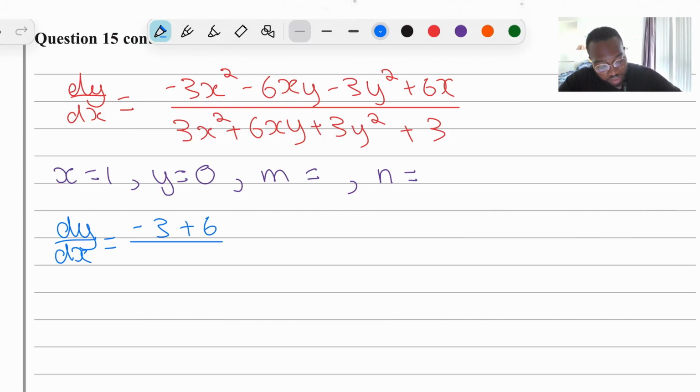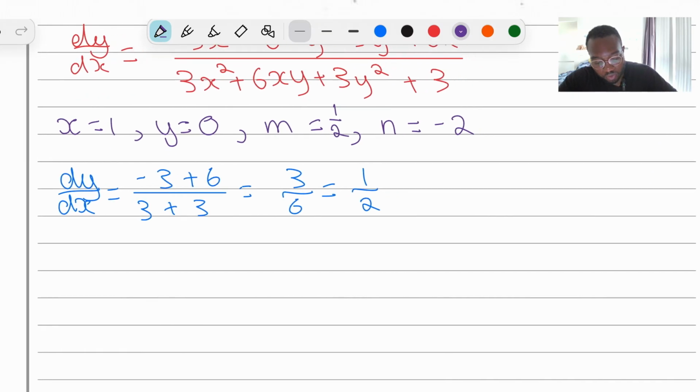And with the bottom, we have a 3 times a 1 squared, so that's a 3. We have a y, so that cancels out because it's 0. Y squared cancels out because it's 0. And then we just have a 3 here. And if we work that out, we get a 6 over 3, which is a half. Okay, so we know that our m value is minus a half. And then our n value, our normal gradient, that's just a negative reciprocal, so that's just a minus 2.